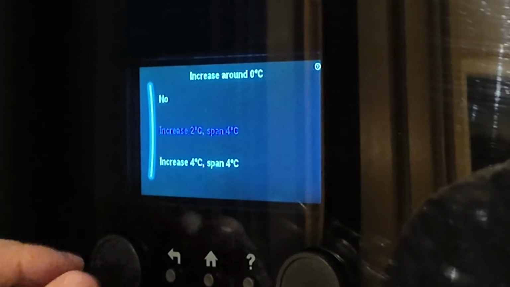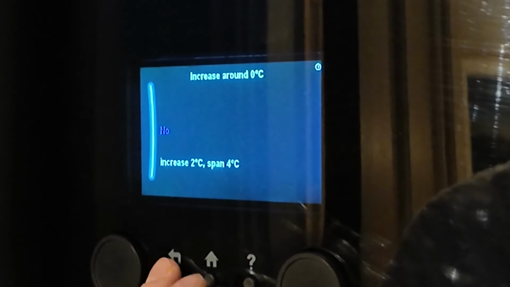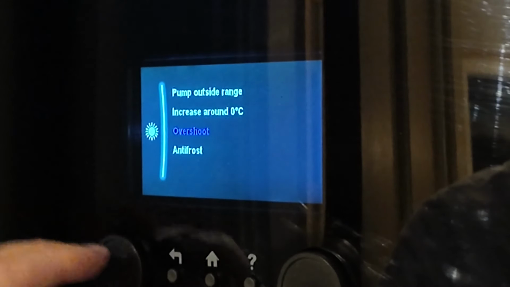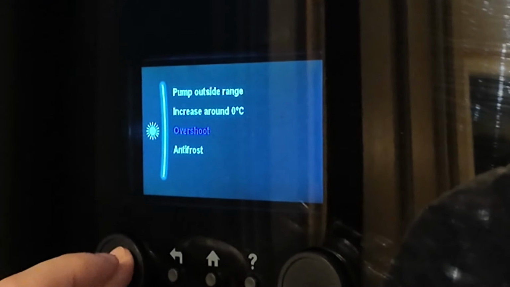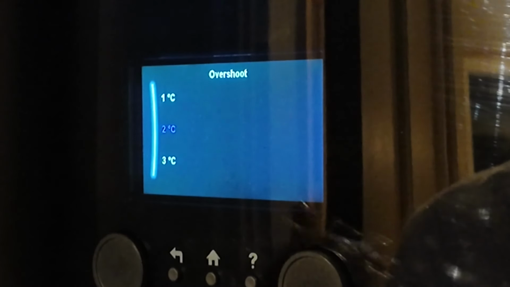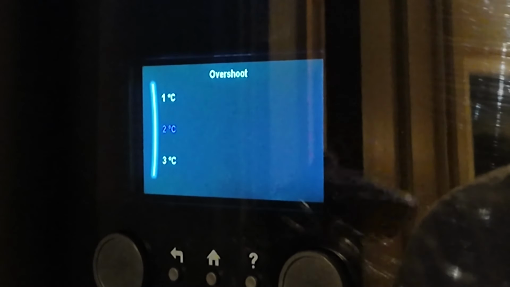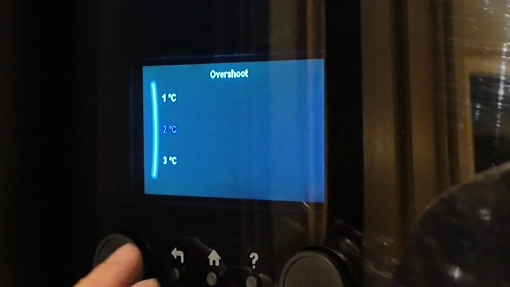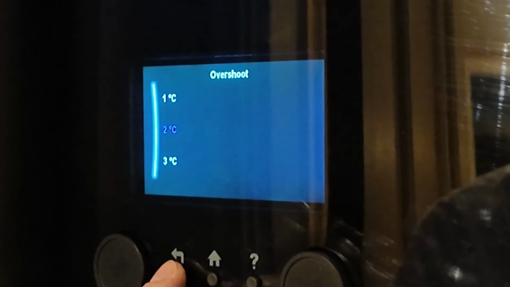So this was creating some uncertainty, so I thought. So I selected it to no, and the other thing I looked at was the overshoot. So this is the overshoot for the flow temperature. It was set to 1 degree Celsius. If you look at the analysis, it was cutting out 1 degree Celsius above the flow set point. So I've increased that to 2 degrees Celsius.